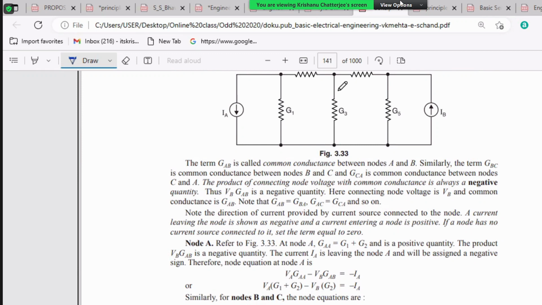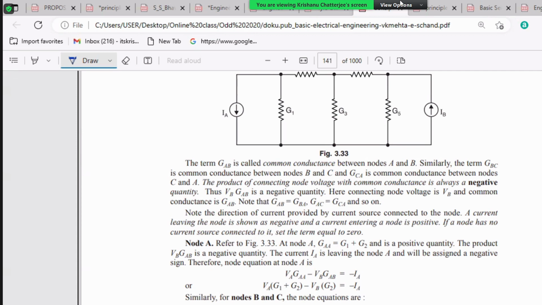Similarly, for node B, there is no current I over here. So the right hand side will be 0 and the left hand side will be VB into the sum of the conductance. That term will be positive and cross direct conductances will be negative, equals 0. And in case of node C, we again have only two terms on the left hand side and the right hand side. IB is going towards the node, so we take that to be positive. This is the easiest way to do that nodal analysis.